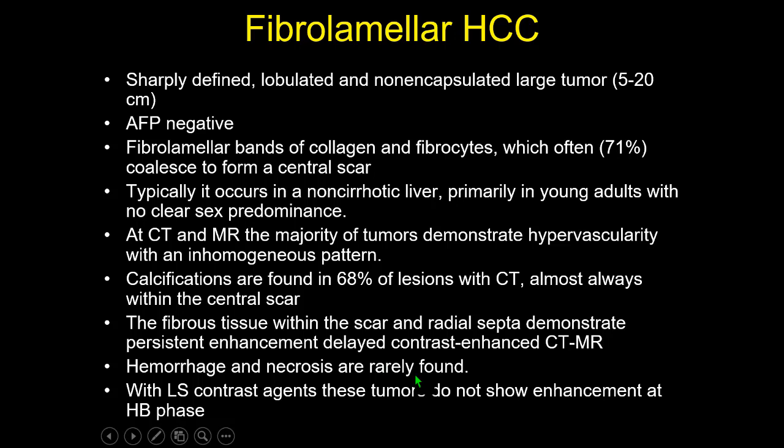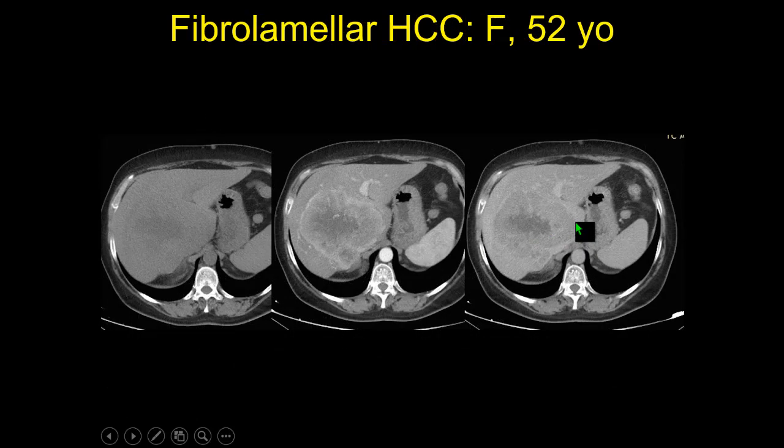Hemorrhage and necrosis are rarely found, and with liver-specific contrast agents, these tumors do not show enhancement at the hepatobiliary phase. So there was a medium-aged female with a large lesion, as you can see here, with inhomogeneous arterial enhancement, a washout, and the central part enhances due to the pooling of some contrast, but this was seen only at the portal venous phase, and they did not make an advanced phase imaging.